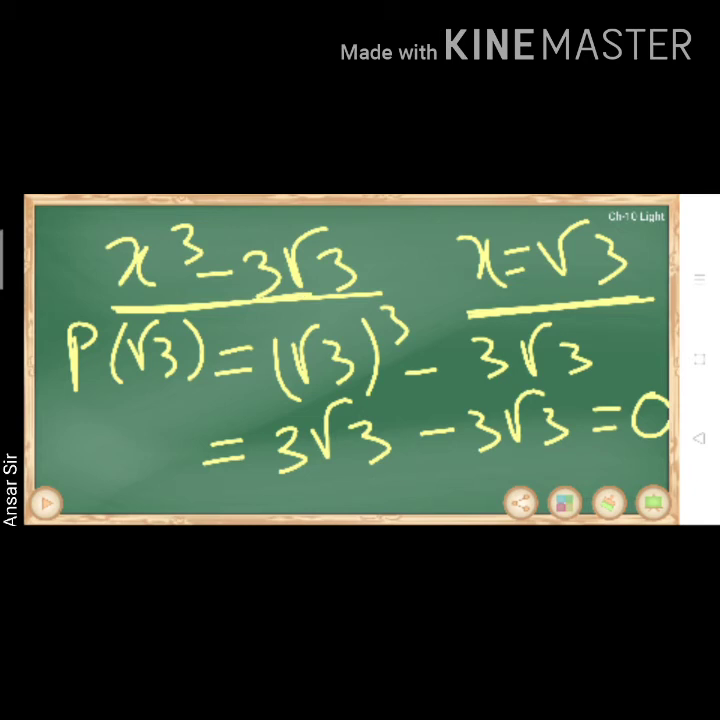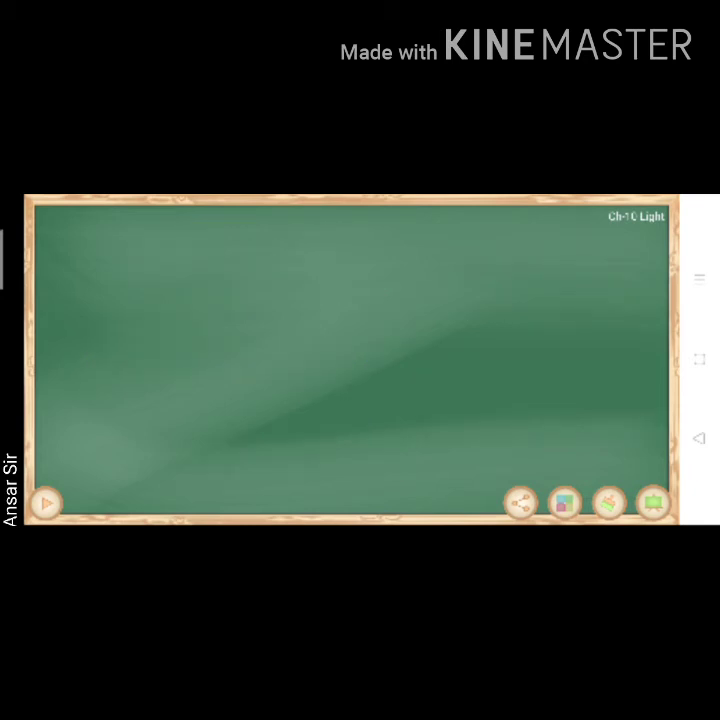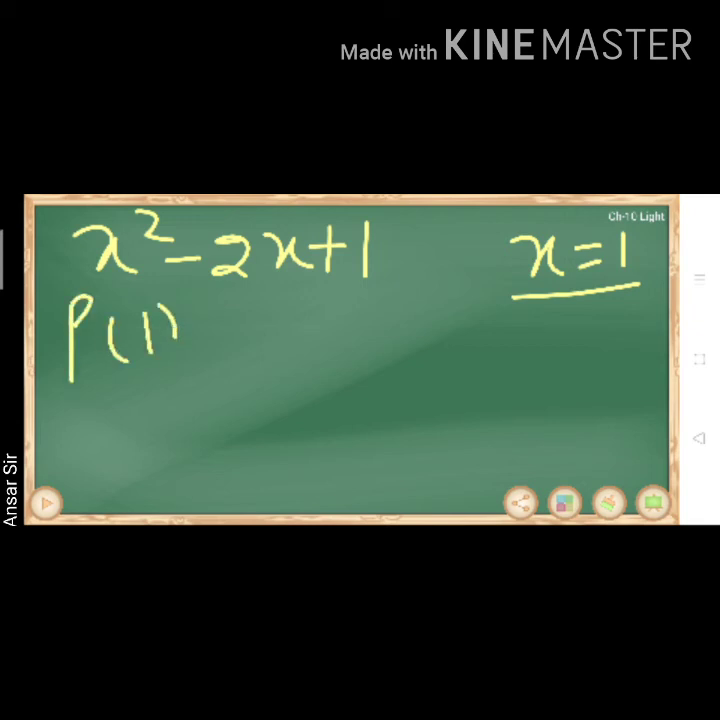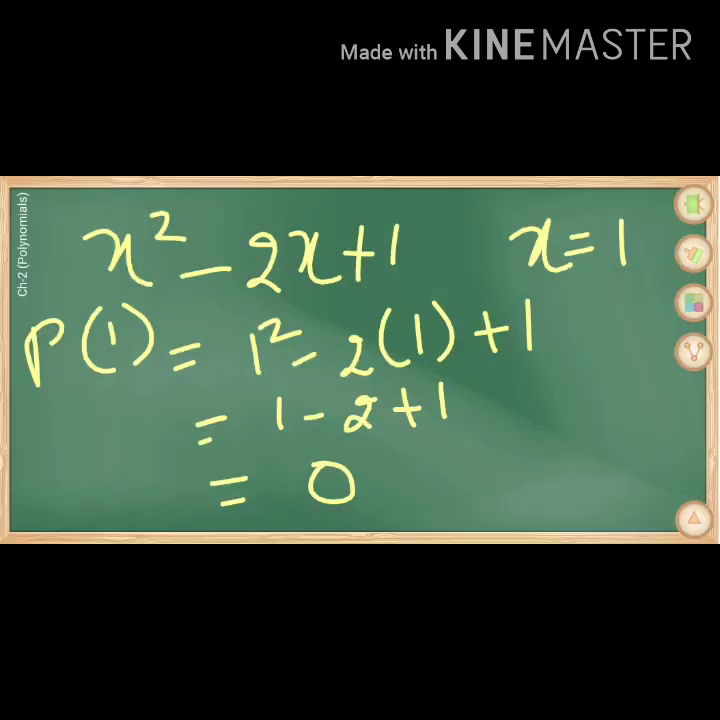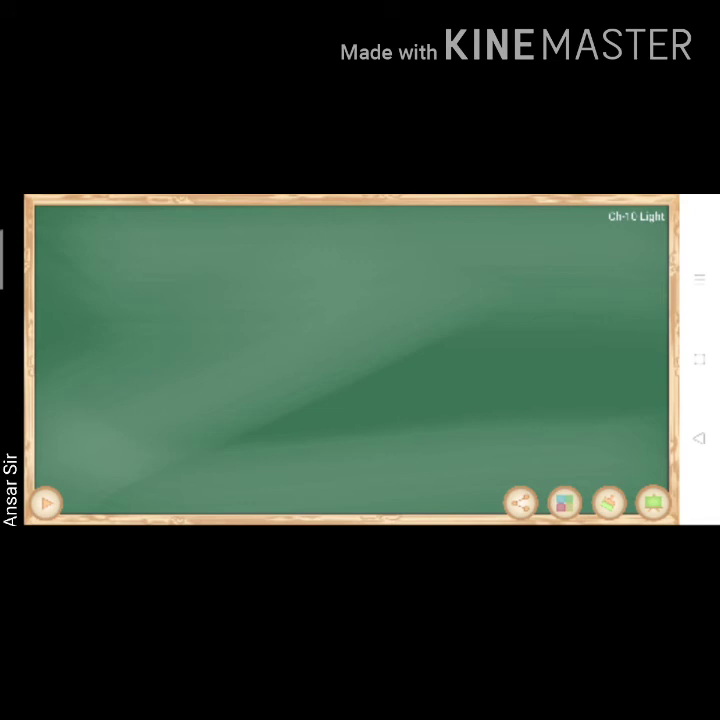Let's take another example: x square minus 2x plus 1, and let's check whether x equals 1 is a zero of the polynomial or not. So p of 1 equals 1 square minus 2 plus 1, which is 0. So it is a zero of the polynomial. Now come to another example.